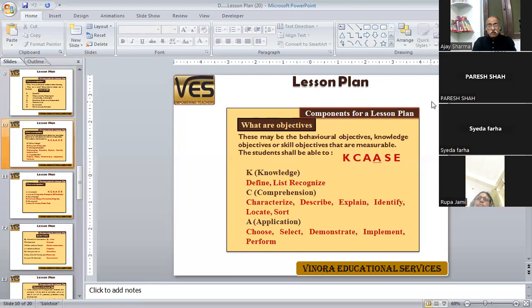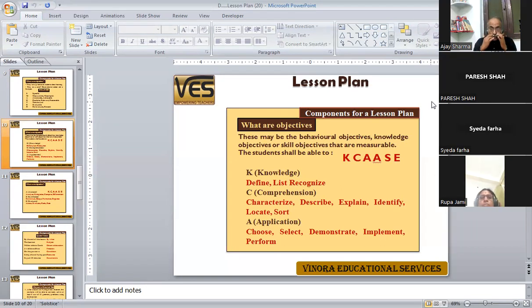So what exactly are objectives? These may be the behavioral objectives, and they depend upon that particular theory of KCAAAS. To remember, I have shortened it. K for knowledge: define, list, recognize. So this is knowledge based. Then comprehension: characterize, describe, explain, identify, locate, sort, even classify. Then application.